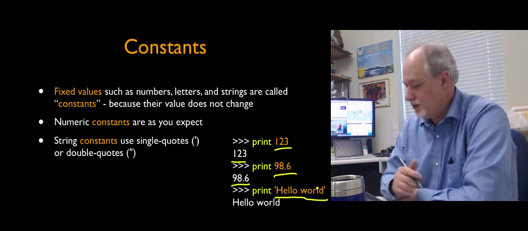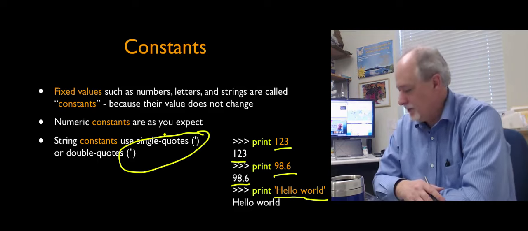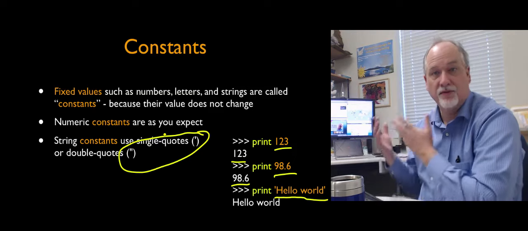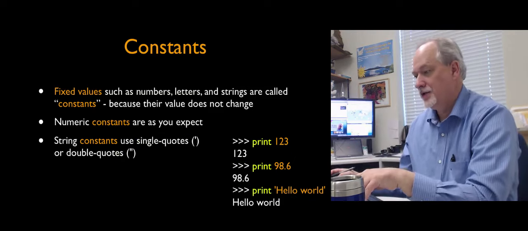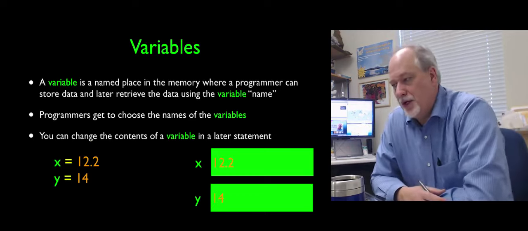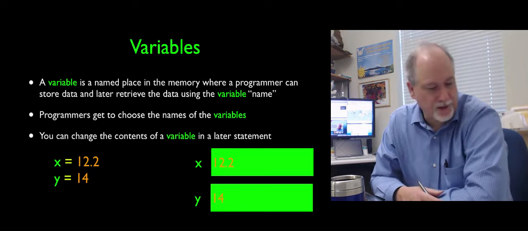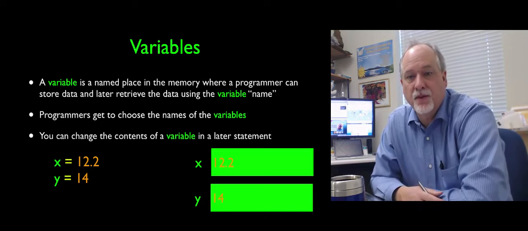We can use either single quotes or double quotes to make strings. Programs work with numbers and work with strings, and we have these non-varying values that we call constants. The other side of the picture is the variable. The way I like to characterize a variable is it's a place in the memory of the computer.